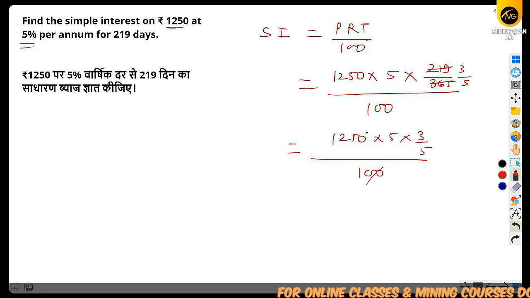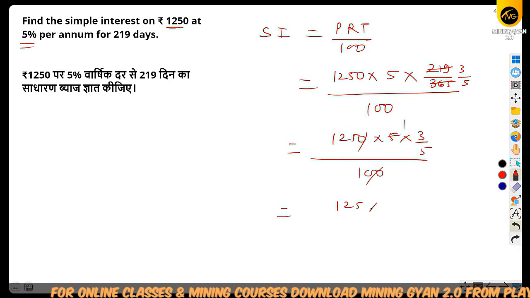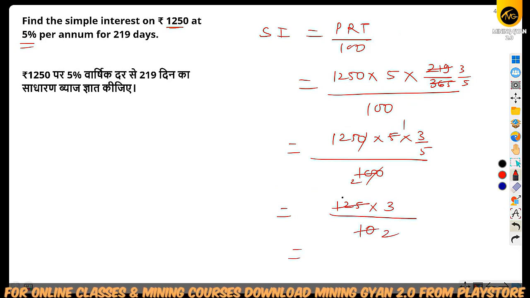So the zeros cancel, 5 ones are 5, and 5 twos are 10. You can go to another step, 125 into 3 divided by 10. 5 twos are 10, and 2 fives are 10, leaving 25. So 25 into 3 means 75 rupees. 75 divided by 2, so what is half of 75? It is 37.5.